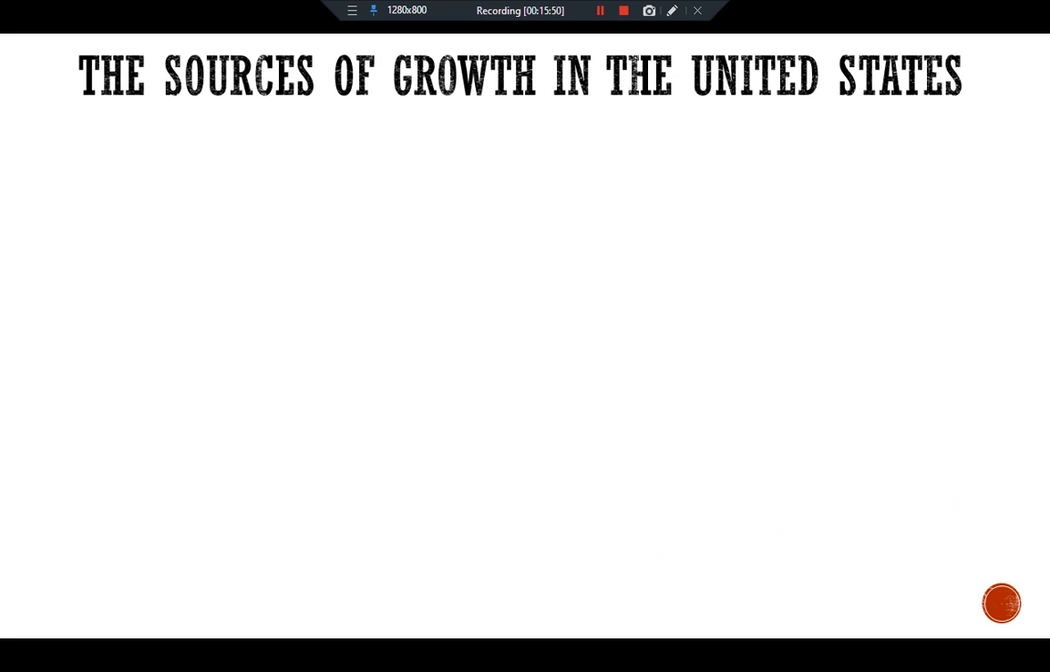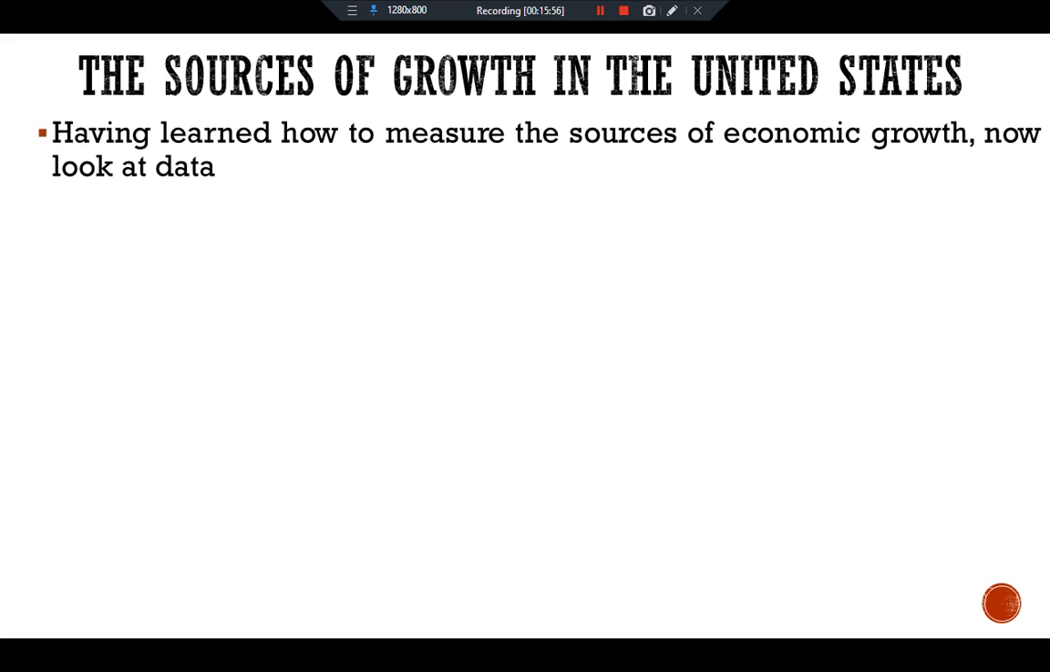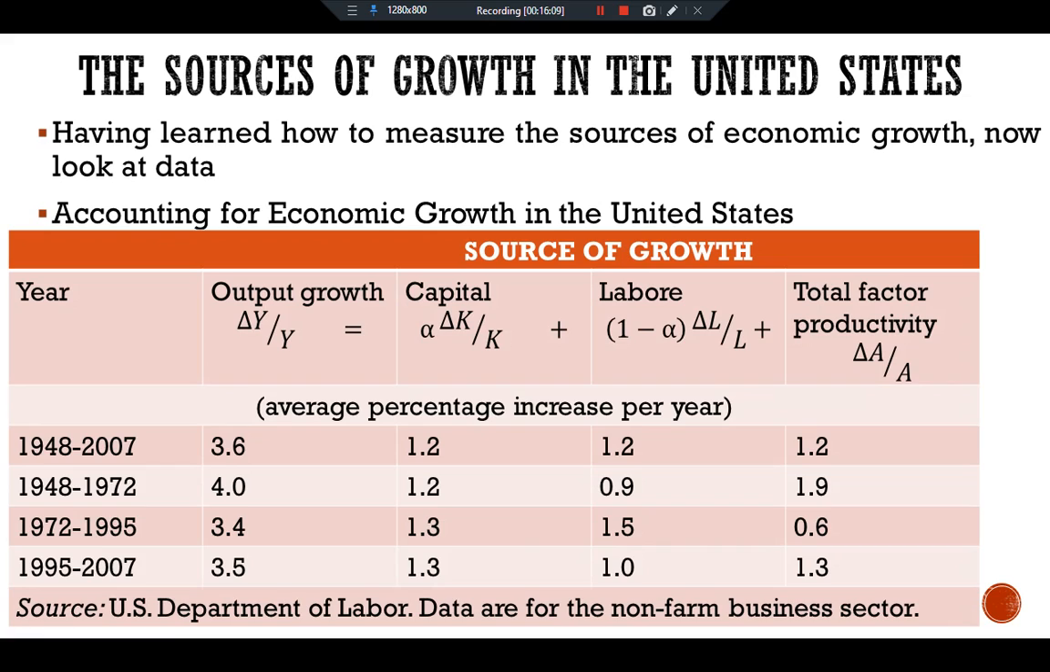Okay, the sources of growth in the United States. Having learned how to measure the sources of economic growth, we now look at data in the case of the US. We have accounting for economic growth in the United States here. So here we have some empirical data. This table uses the data on the US to measure the contribution of three sources of growth between 1948 and 2007. See here we have three sources: capital, labor, and total factor productivity.